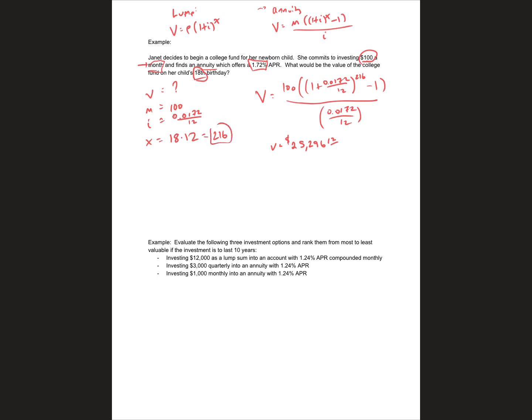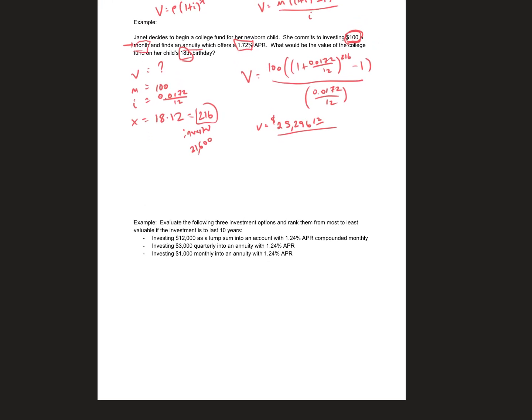Now, I want you to notice just really quickly before we move on to the next problem that she made 216 payments of $100. So she invested $21,600 of her own money. So the value here, $25,000. So she earned about $3,500 in interest over the course of the 18 years, which is pretty impressive.